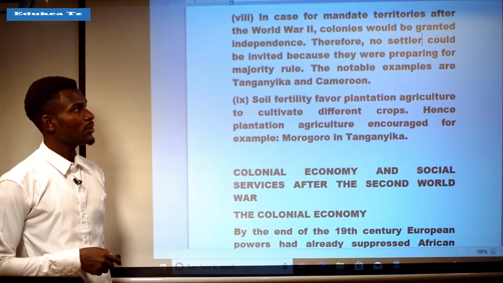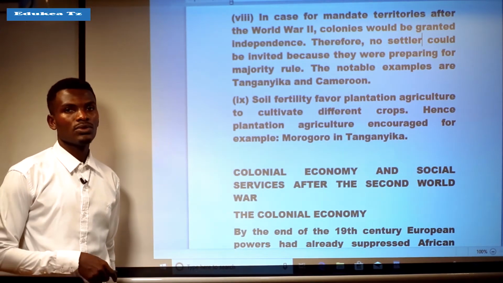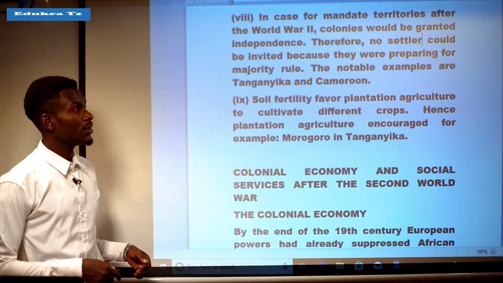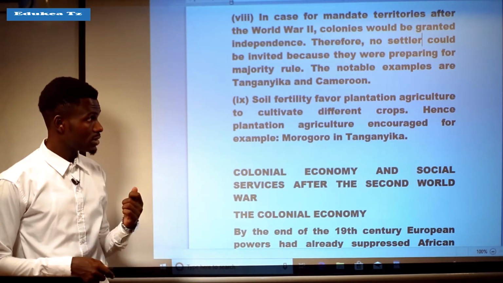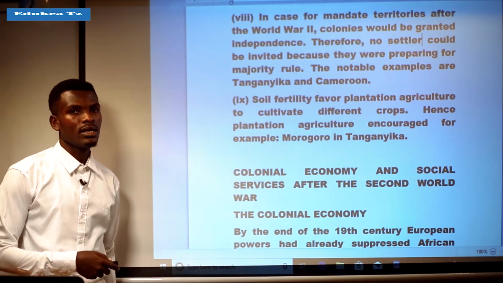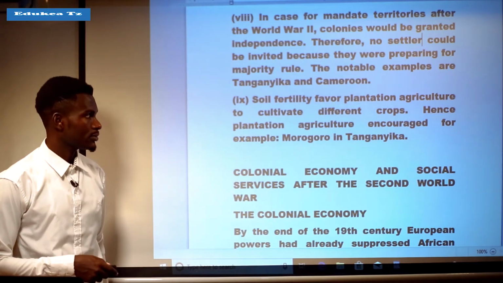The notable examples are Tanganyika and the Cameroon. These were countries under the mandate territories which were prepared to get their self-independence.